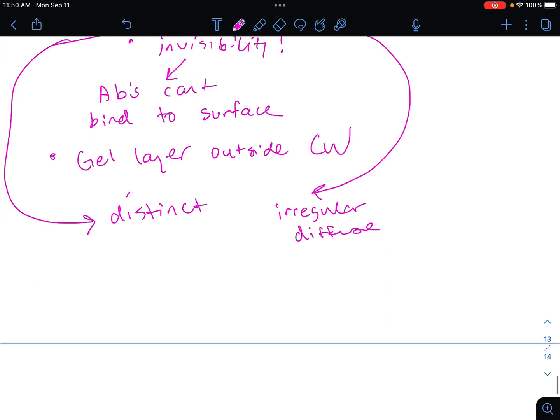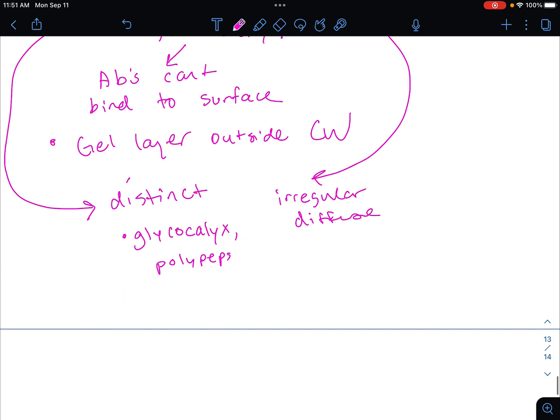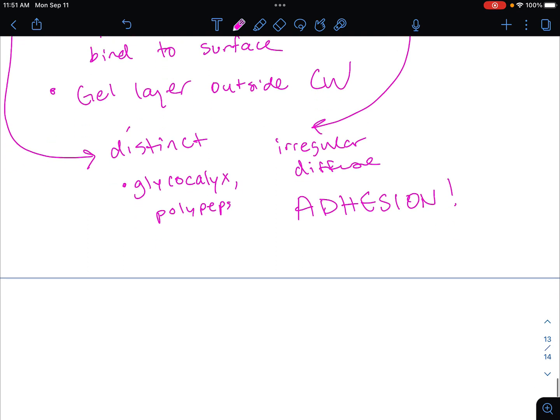Most of them are made out of glycocalyx, a sugar shell, and then some of them are also made by polypeptides. And then the function is adhesion. When they can stick onto a surface, this allows them to grow biofilm.